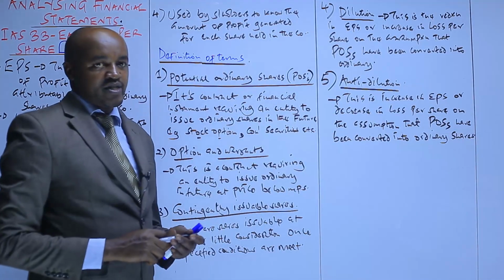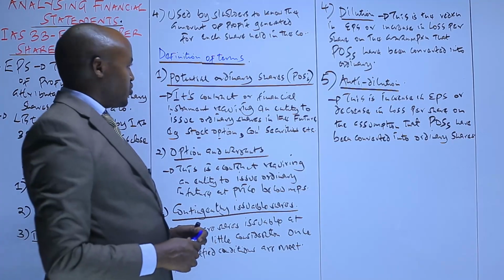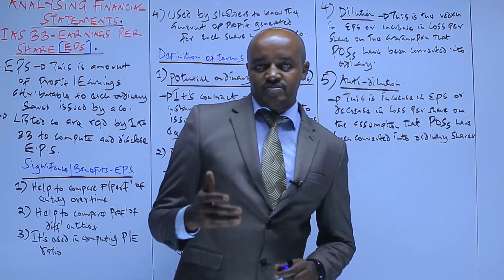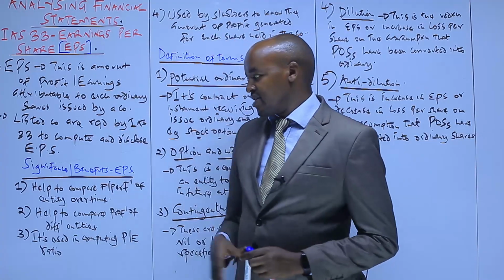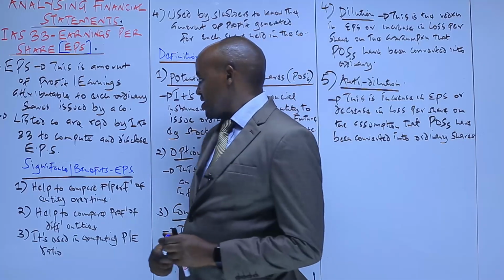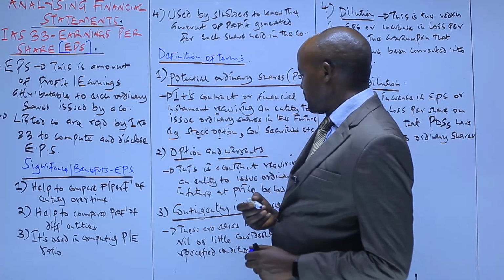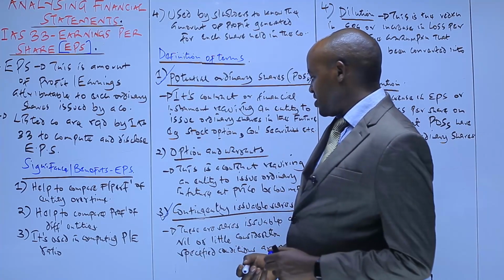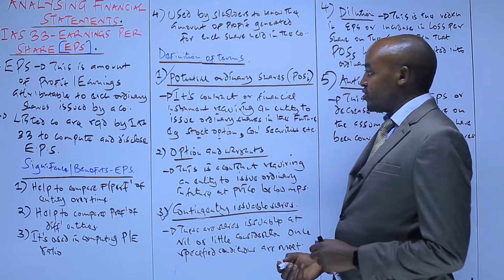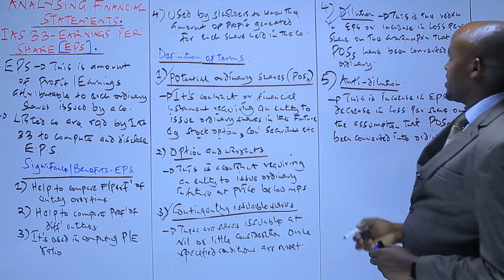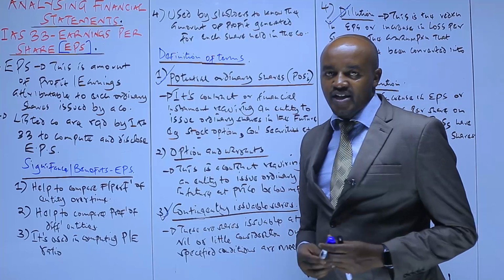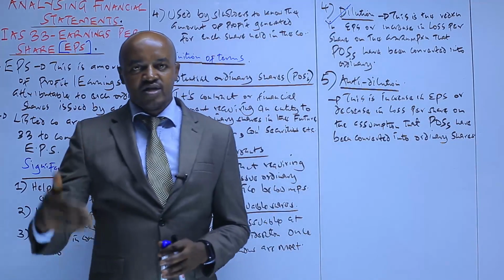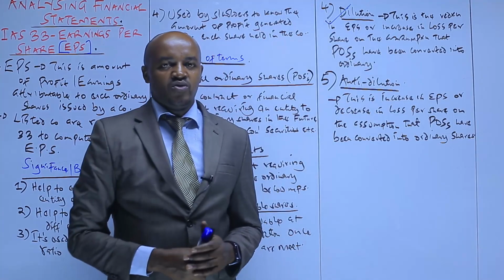So basically, these are some of the terms which you must be in a position to define. You may come across a question whereby the examiner is requiring you to define some of these terms. Like there was a question in the past papers requiring the definition of potential ordinary shares and contingently issuable shares, and still the question was requiring the explanation of the term dilution. So therefore you must be in a position to define any of those terms. Equally, you should be able to remember their significance.